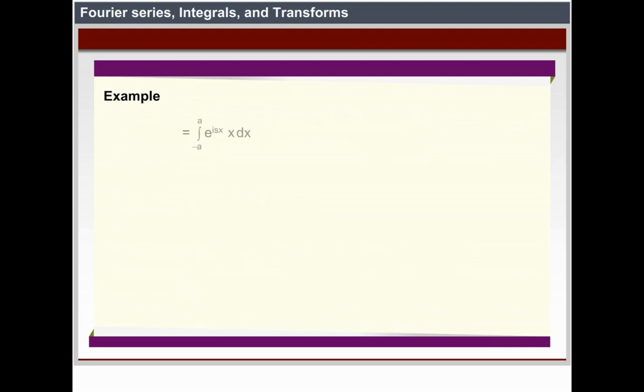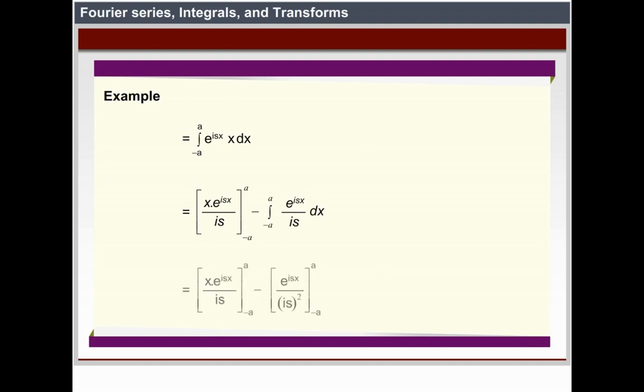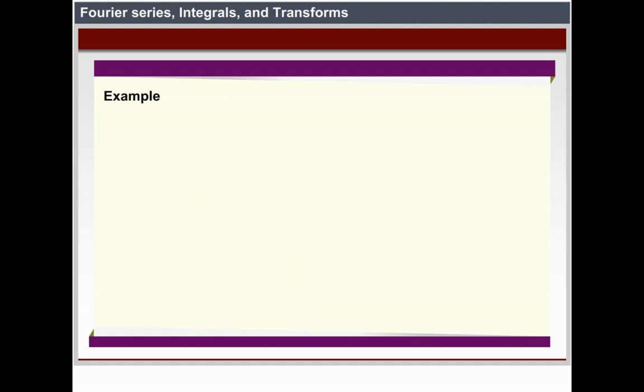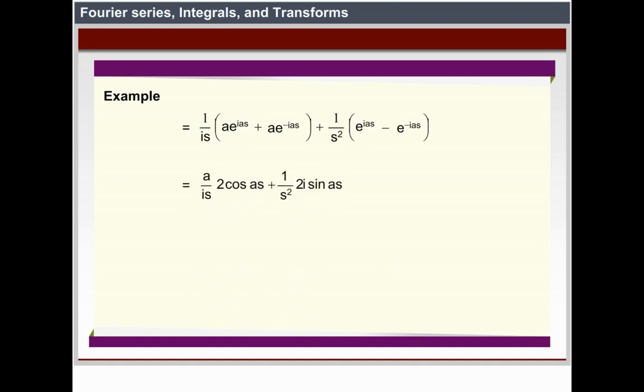Equal to integral minus a to a e power isx into x into dx equal to x into e power isx by is with limit minus a to a minus integral minus a to a e power isx by is into dx equal to x into e power isx by is with the limit minus a to a minus e power isx by is the whole square with the limit minus a to a. After applying the limits, we are getting 1 by is into a into e power ias plus a into e power minus ias plus 1 by s square into e power ias minus e power minus ias.